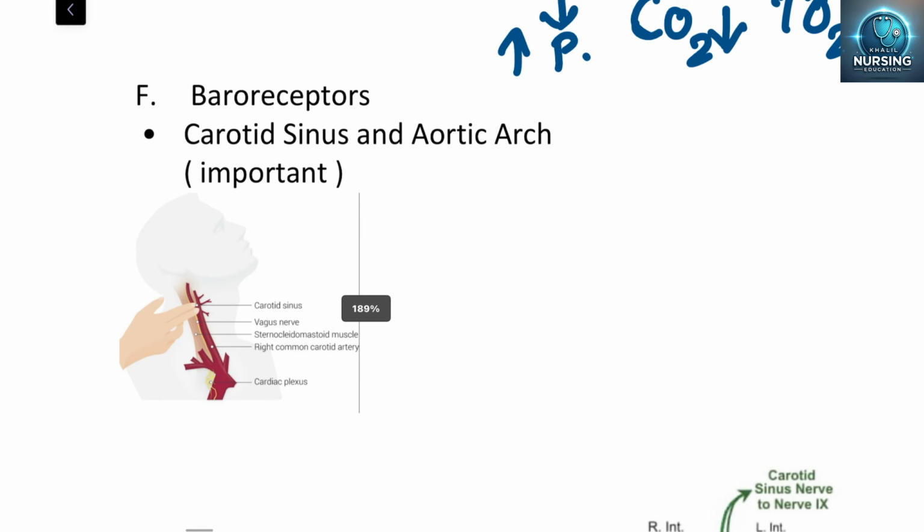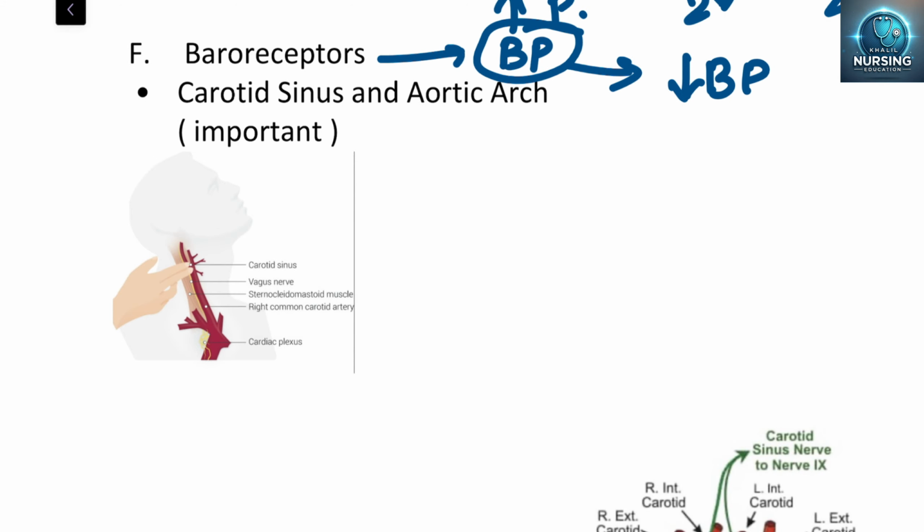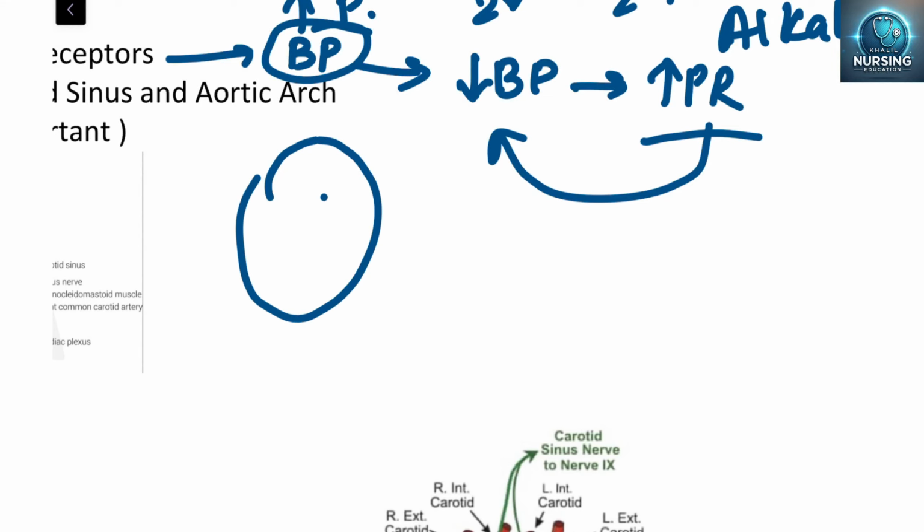Next, baroreceptors, which control the BP. Sir, why are you telling about the BP? Actually, whenever there is a decreased BP, there is a vice versa increased pulse rate to compensate the BP. Okay, so the heart is okay. For the overall body, BP is low, that means hypotension is there.